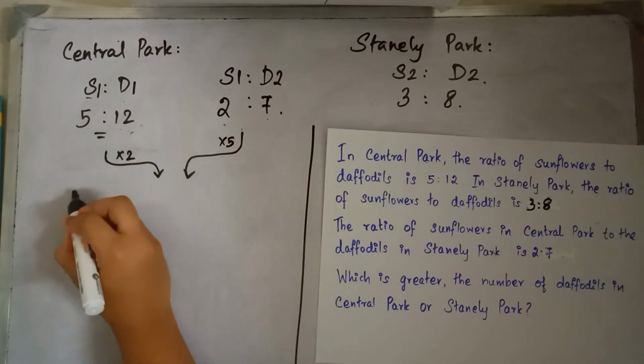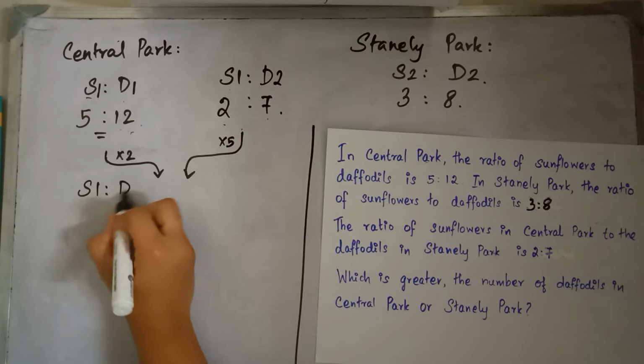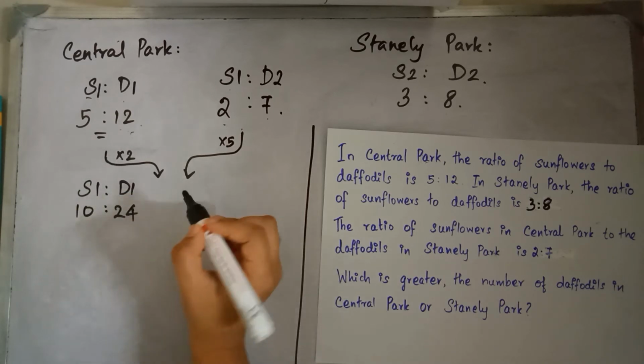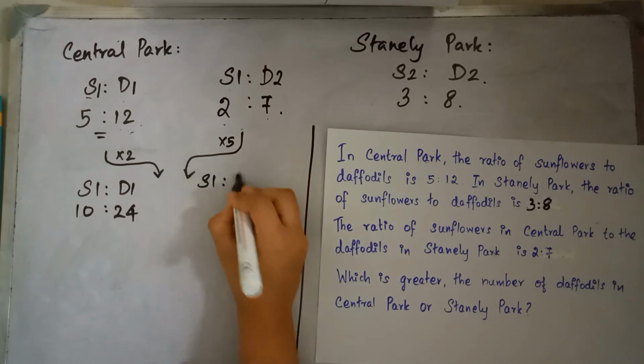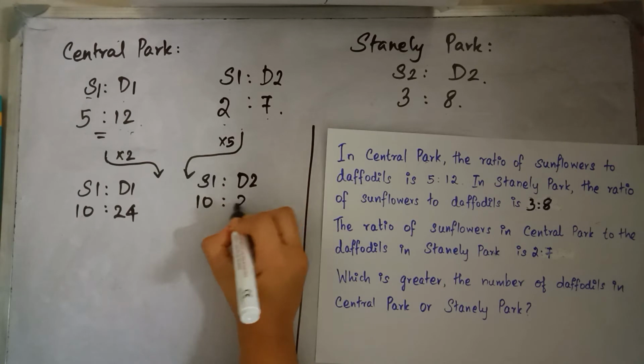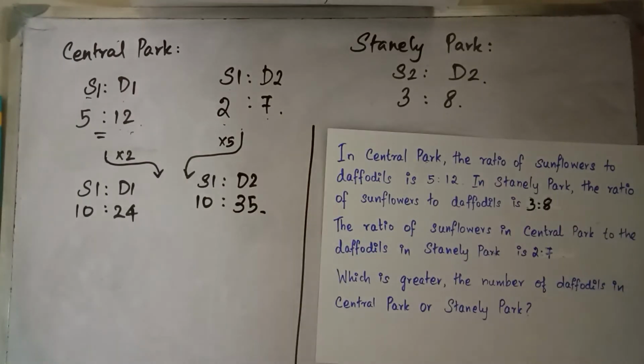So multiplying both sides by 2, we'll get S1 is to D1, 10 is to 24. Here we'll have 10 is to 35. Now this is how you equate two different ratios with a common factor. I've done more problems on this in previous videos. So if you're not familiar with this concept, check those videos out and come here.